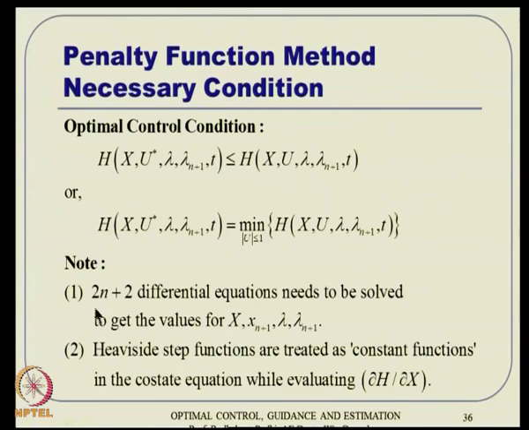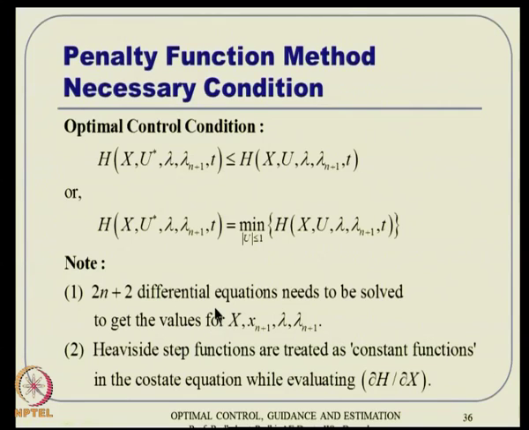Alright, so the observation is we will end up with not only 2n but 2n plus 2 differential equations. One for the n dimensional state x and one more, x n plus 1. One for lambda, the n dimensional co-state, and then the corresponding lambda n plus 1. This is a vector whereas this is a scalar actually.